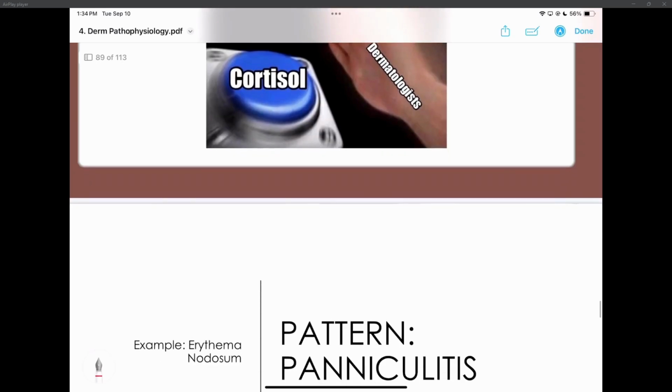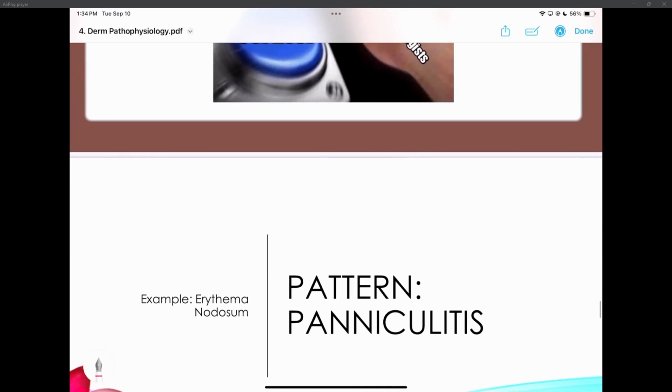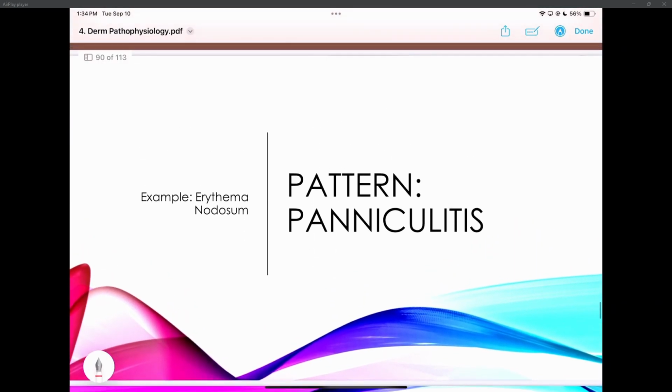Now the joke with derm is that if it's dry, get it wet. If it's wet, get it dry. That's how you treat derm, because that's pretty much what you have to do. Okay, panniculitis. This is the pattern.